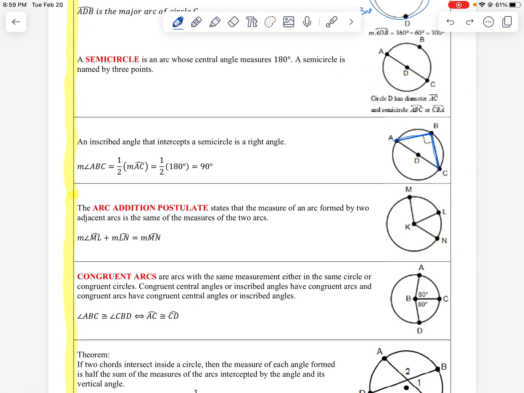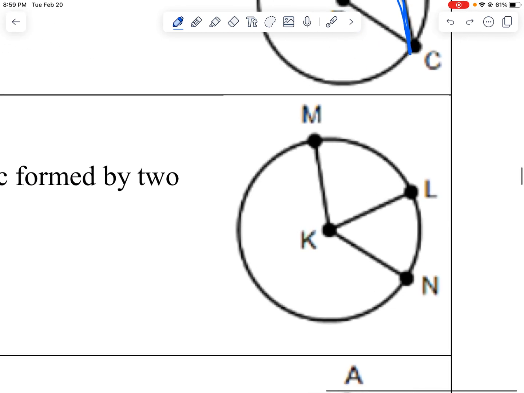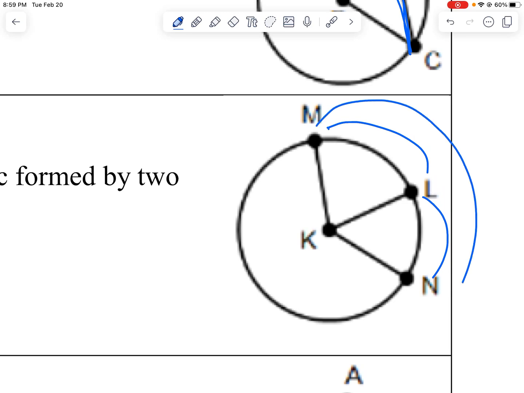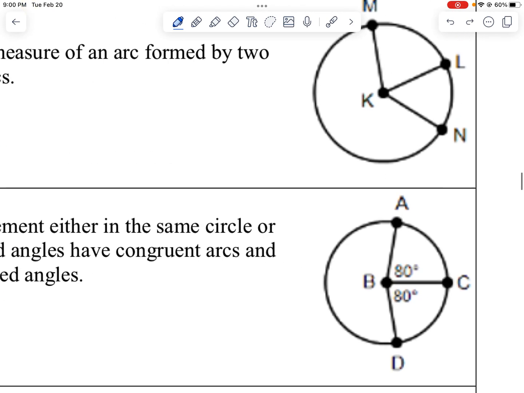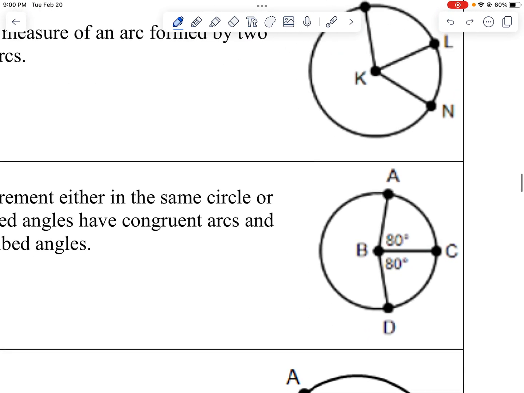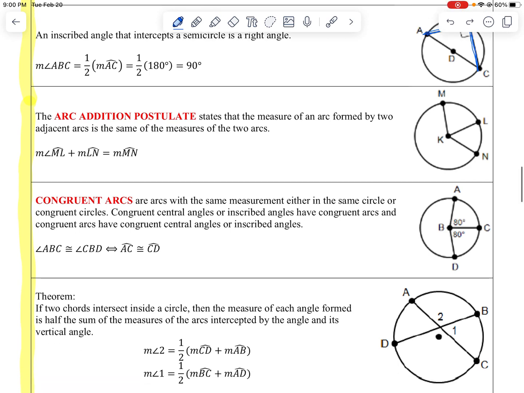And then we got some other postulates in here. You just have to realize you can add angles together. So if you know this arc measure and this arc measure, you can add them up, and that's the arc measure for all the way around there. And congruent arcs. You guys know what congruent means: the same. Congruent arcs are the ones that have the same measures. So if they're both 80 degrees, then they're congruent to each other.